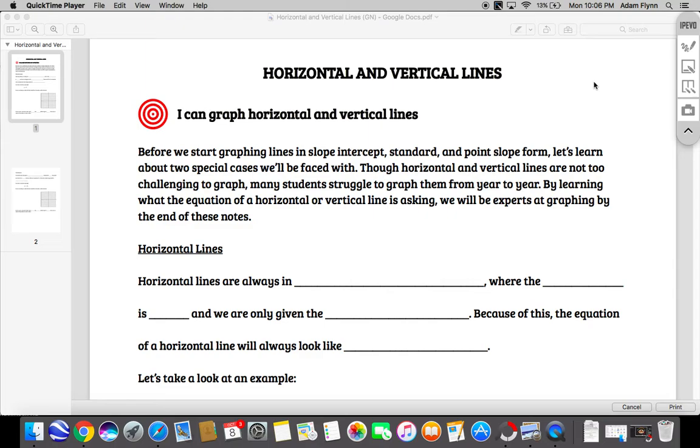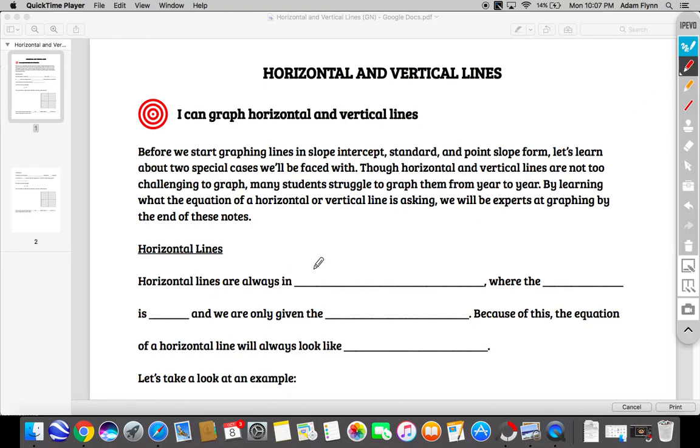Before we start graphing lines in slope-intercept, standard, and point-slope form, let's learn about two special cases we'll be faced with. Though horizontal and vertical lines are not too challenging to graph, many students struggle to graph them from year to year. By learning what the equation of a horizontal or vertical line is asking, we will be experts at graphing by the end of these notes. So let's start with horizontal lines.